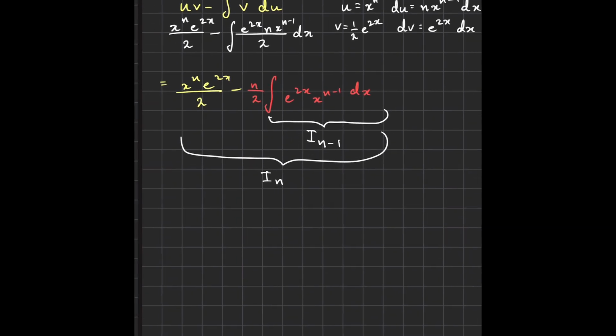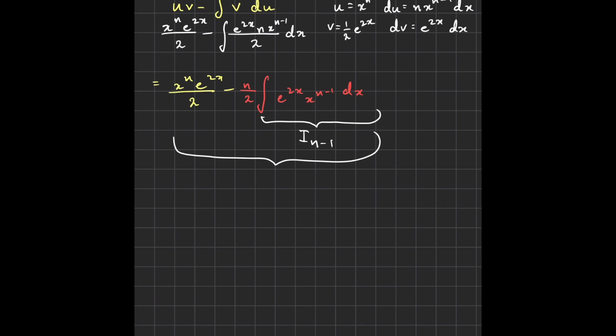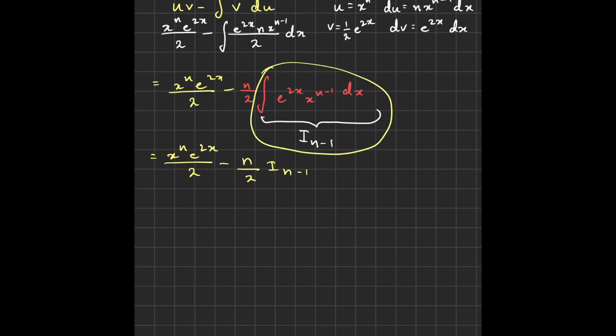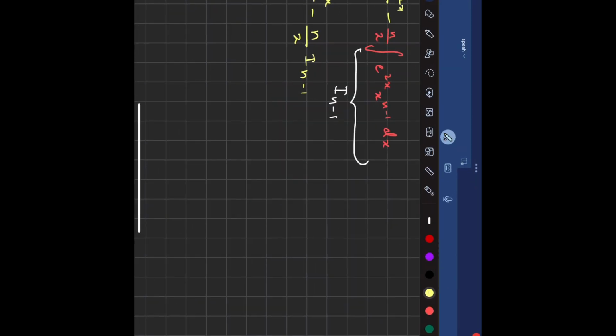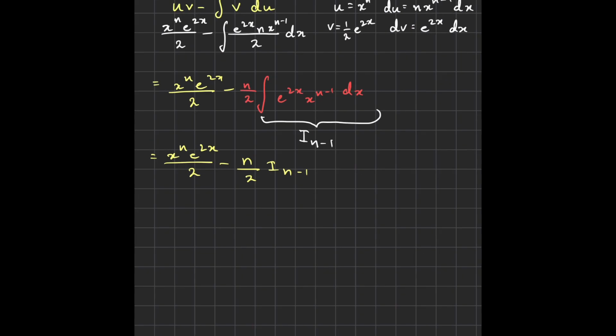So now what we can do is we can write I_n in a simpler way. So we can just say x to the power n times e to the power 2x over 2, minus n over 2 times I_n minus 1, because this whole thing is I_n minus 1.